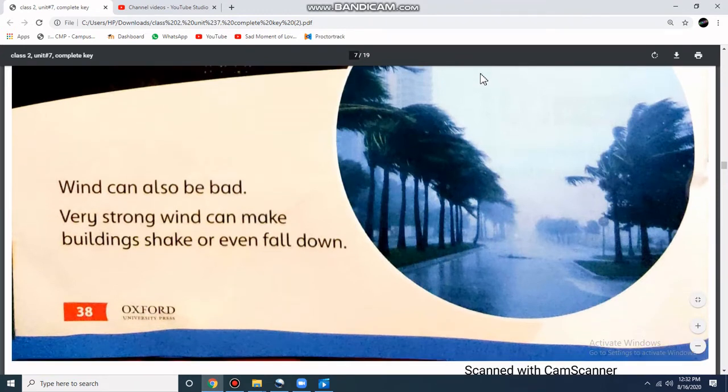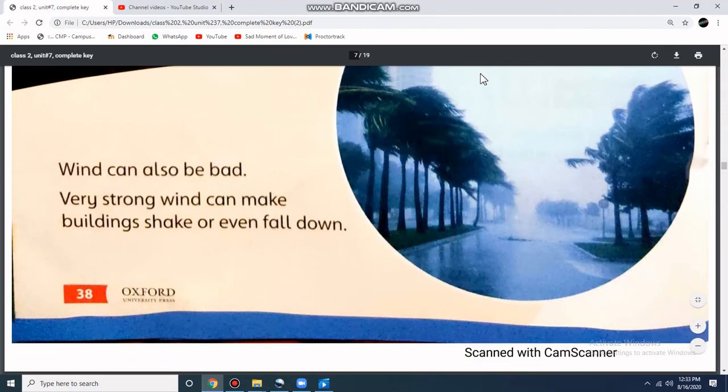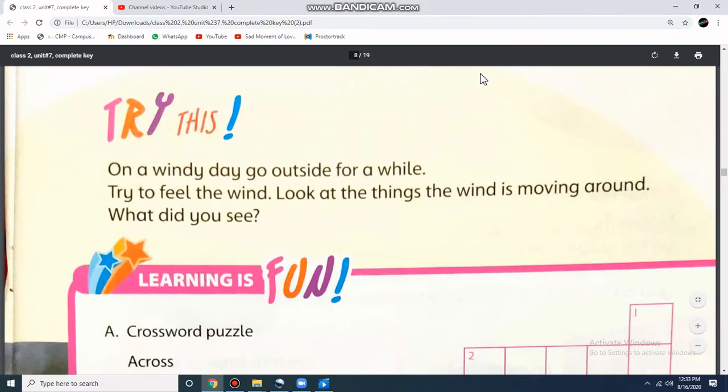Okay, so let's study how wind can also be bad. So how can wind also be bad? Very strong wind can make buildings shake or even fall down. Sometimes trees fall down, sometimes buildings fall down because of very strong wind, right?